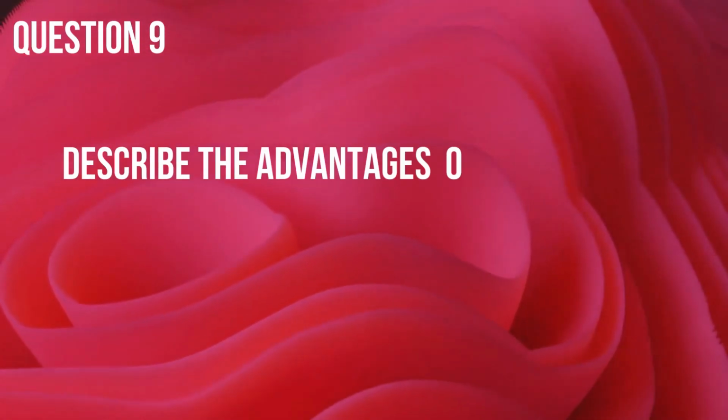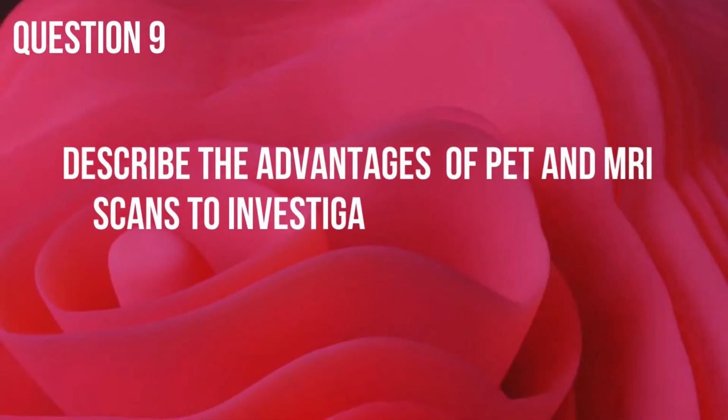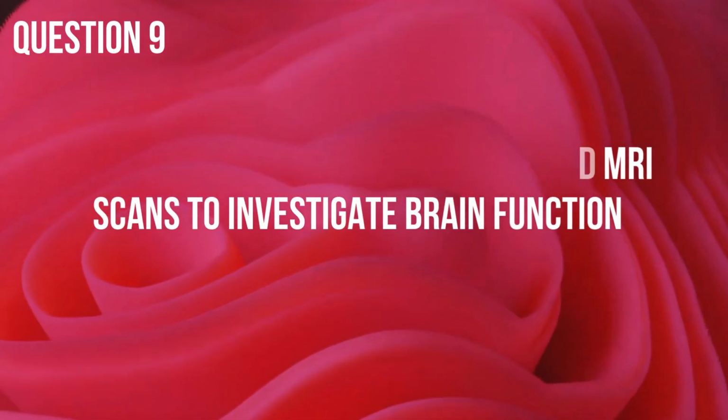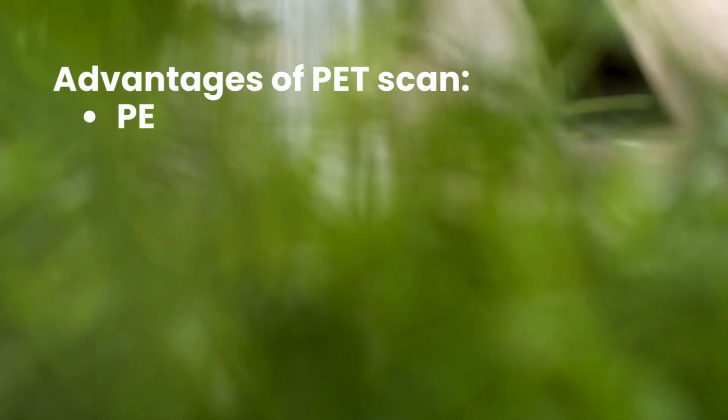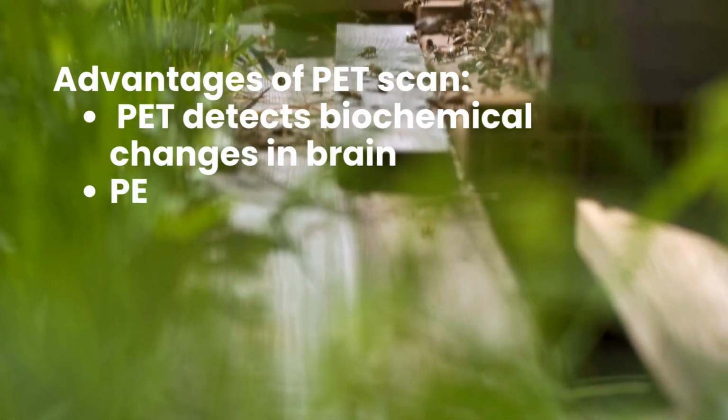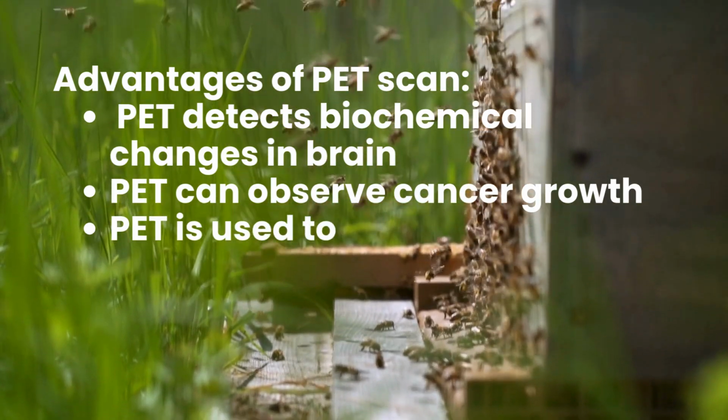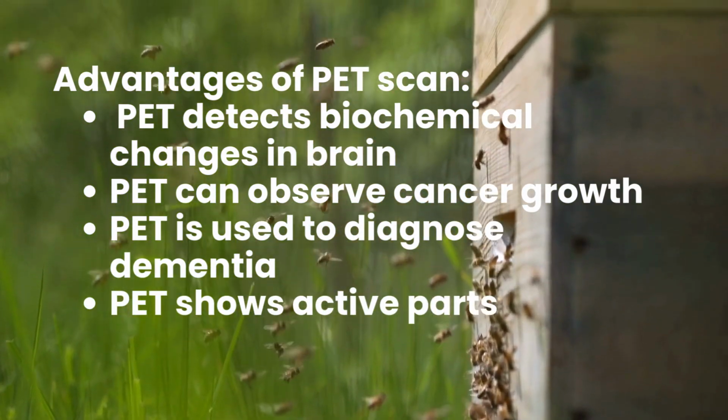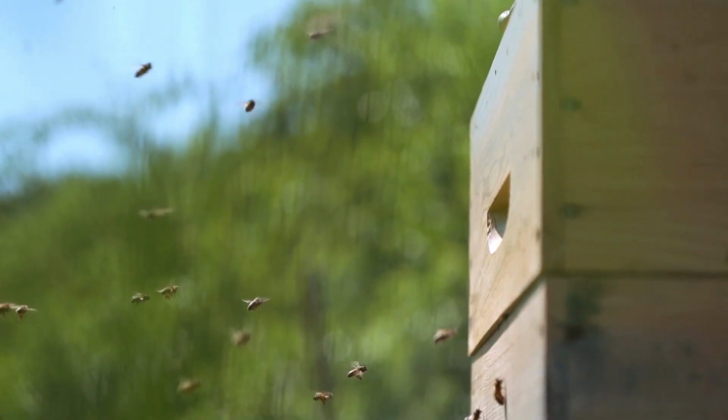Question 9. Describe the advantages of PET and MRI scans to investigate brain function. Advantages of PET scan include PET detects biochemical changes in the brain. PET can observe cancer growth. PET is used to diagnose dementia. PET shows active parts of the brain.